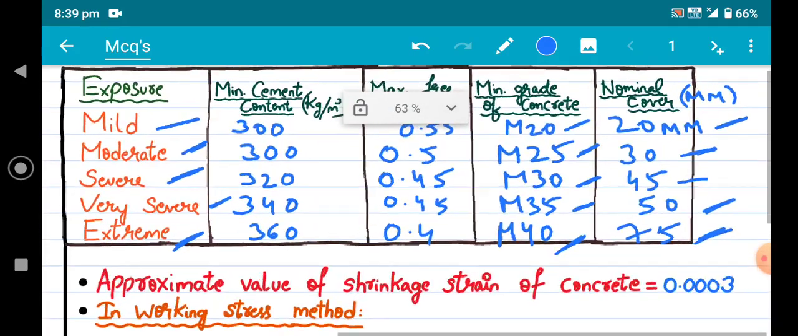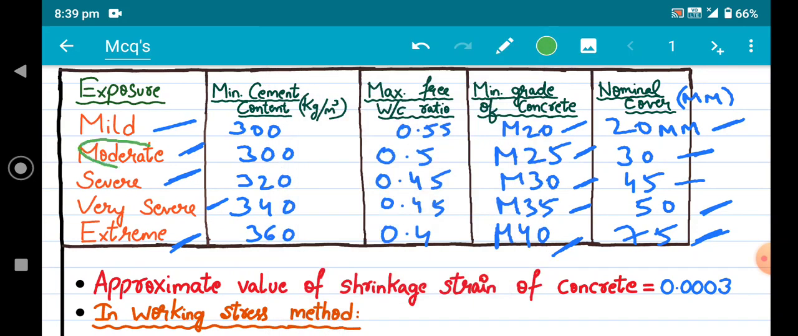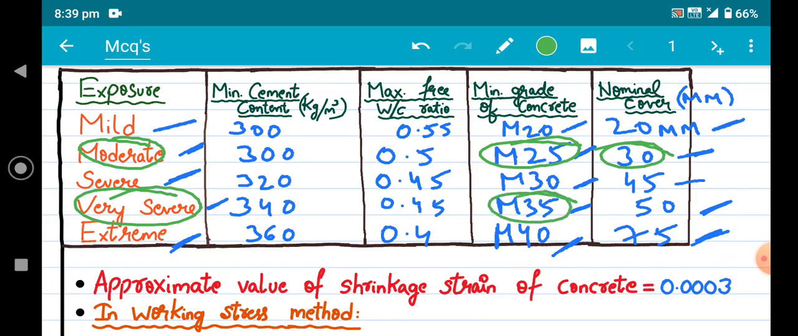This table is very much important, friends. They can ask you anything. Simply they will give a moderate condition and ask you which grade, or ask you the nominal cover. They will give very severe and ask which grade and what is the value of nominal cover. So they can ask you anything. So it is very important to know this table, friends. The table is very useful for you.